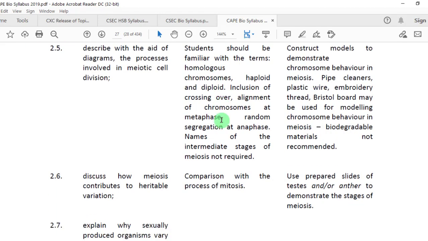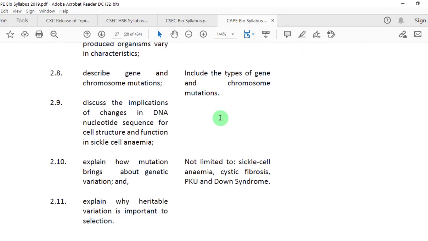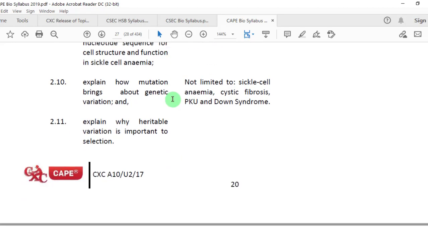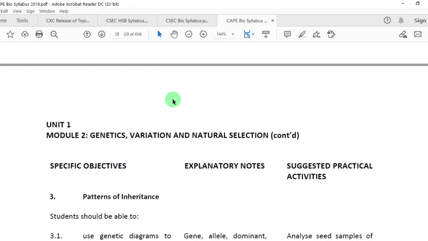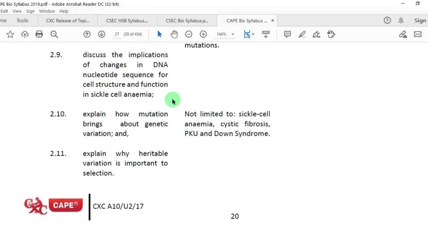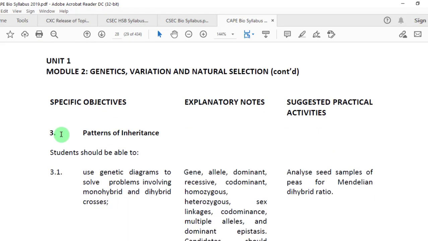So basically mitosis, meiosis, variation, mutations. So wow, yeah, we all sickle cell. Why is it important? Very, very important. Okay? So that's it, up to 2.11. You don't have to study this.